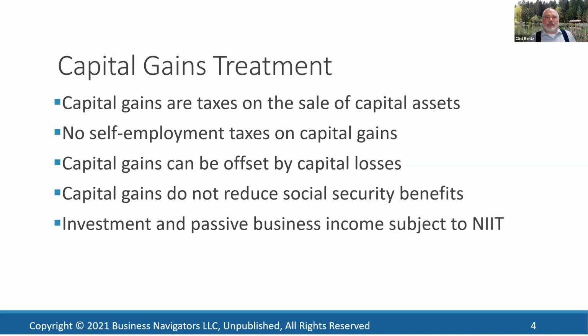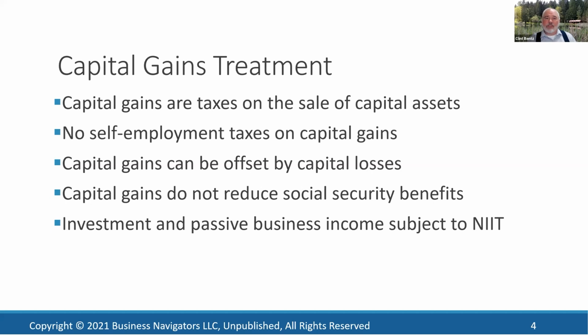So, capital gains treatment. Why do we care? One of the things we'll be talking about is the difference between ordinary income and capital gains. Ordinary income is taxed at ordinary income tax rates. Capital gains are taxed at capital gains tax rates, which are lower than the ordinary income rates. And so generally, to the extent that we can, we like to have income taxed as capital gains rather than as ordinary income. Capital gain is the tax that we pay when we sell a capital asset.